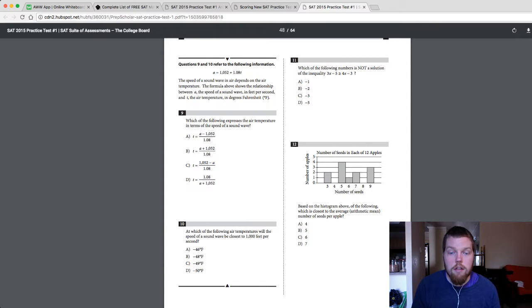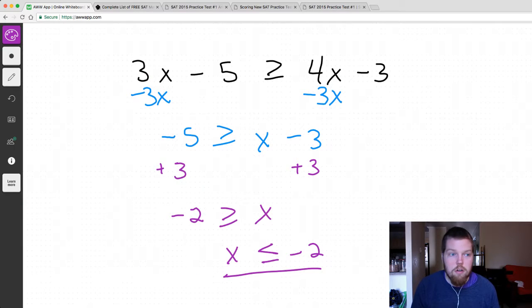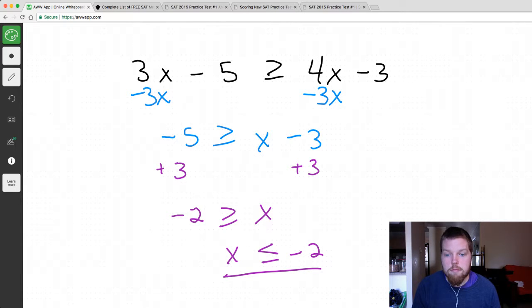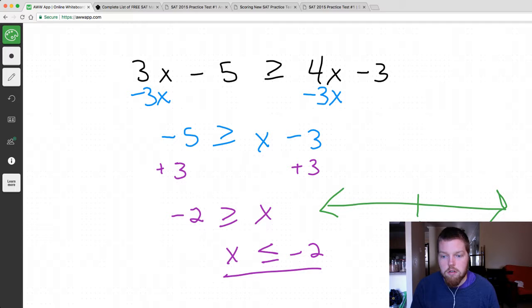So negative 1 is not less than or equal to negative 2. Negative 1 is greater than negative 2. If we drew ourselves a number line here, here's 0, here's negative 1, and here's negative 2. And negative 1 is to the right of negative 2, so it's greater than it. And that doesn't satisfy our rule of less than or equal to negative 2.